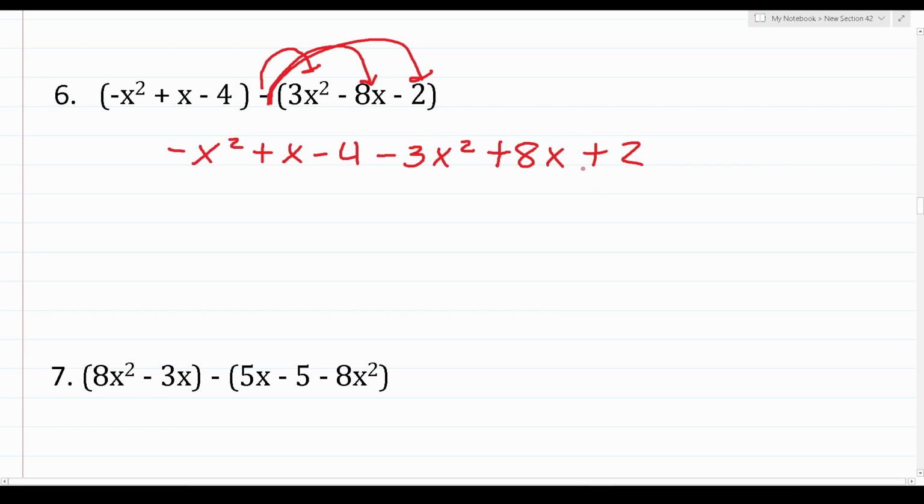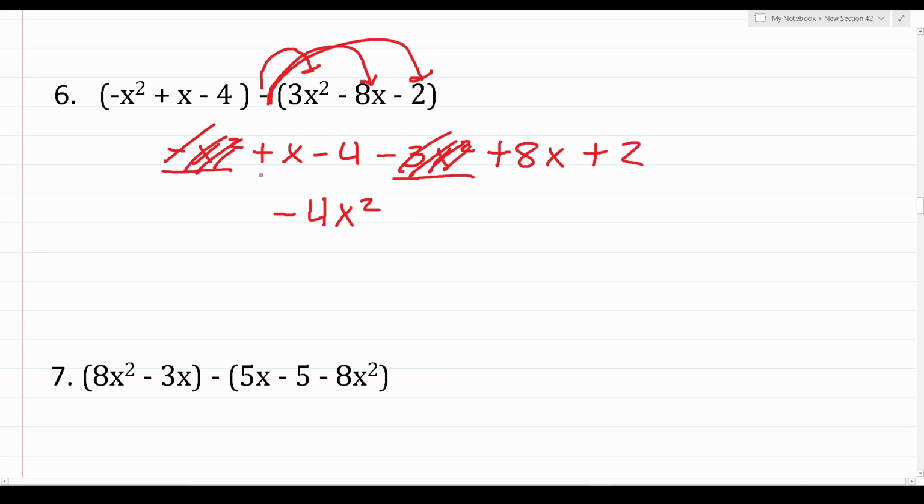All right, now that we've gotten rid of our first set of parentheses, distributed this negative, and dropped our second set of parentheses at the same time, all we have to do is combine like terms. Our first term here is negative x squared. So we're looking for x raised to the second power, which is right here. So negative x squared minus 3x squared is negative 4x squared. Let's cross those out now that we've combined them.